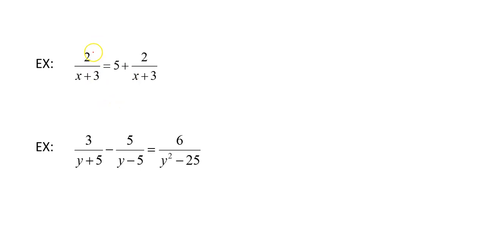So I'm going to multiply every term, top and bottom, well, I should say left and right, by x plus 3. So over here, the x plus 3's go away, and I get a 2. On the other side of the equal sign, 5 times x plus 3 is 5x plus 15. And here, those x plus 3's go away, and I just get 2. Right, so simplify a little bit, I get 5x plus 17.